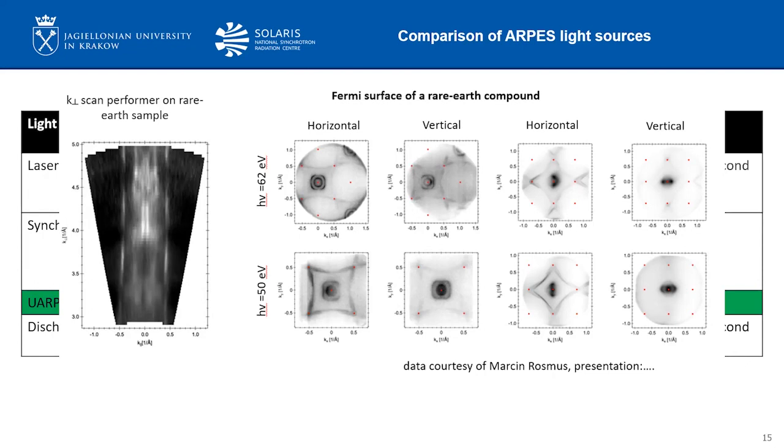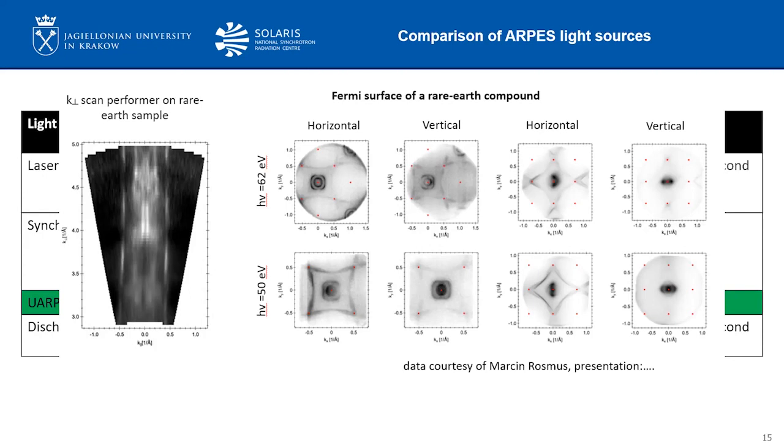On the basis of the high photon flux and the low bandwidth, lasers are a natural choice for laboratory-based ARPES. However, the photon energy generated by lasers is usually too low to overcome the 4 to 5 electron volt work function of metallic materials in ARPES measurements.